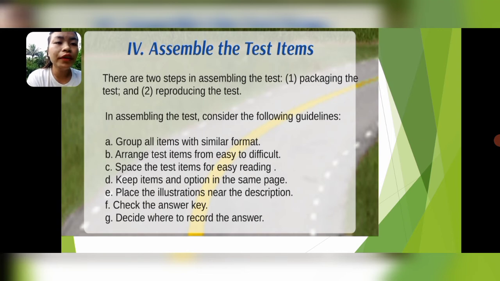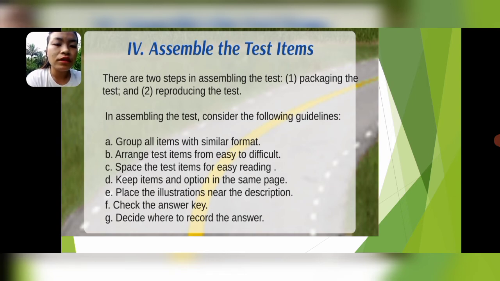Four, assemble the test items. There are two steps in assembling the test: packaging the test and reproducing the test. In assembling the test, consider the following guidelines. A, group all items with similar format. B, arrange test items from easy to difficult. C, space the test items for easy reading. D, keep items and their options on the same page.